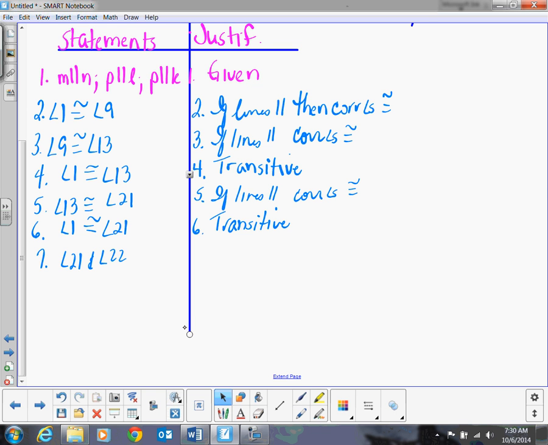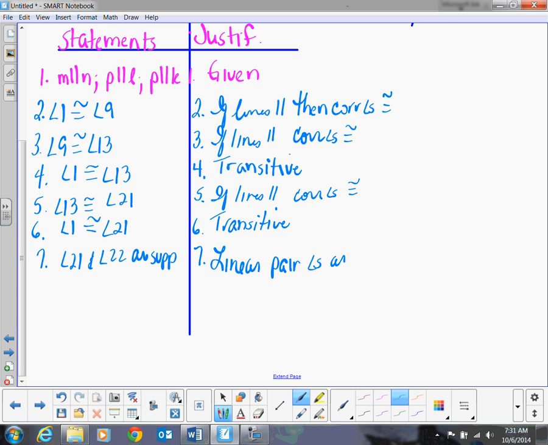Linear pair angles are, so 21 and 22 are supplementary, and what's the reason? Linear paired angles are supplementary. The definition of linear pair didn't give us this information. It was a theorem. So you got to write all that out. Okay? So now, if 1's congruent to 21, can we replace 21 with 1? So now we're going to say angle 1 and angle 22 are supplementary. And what did we just do? We substituted. Good.